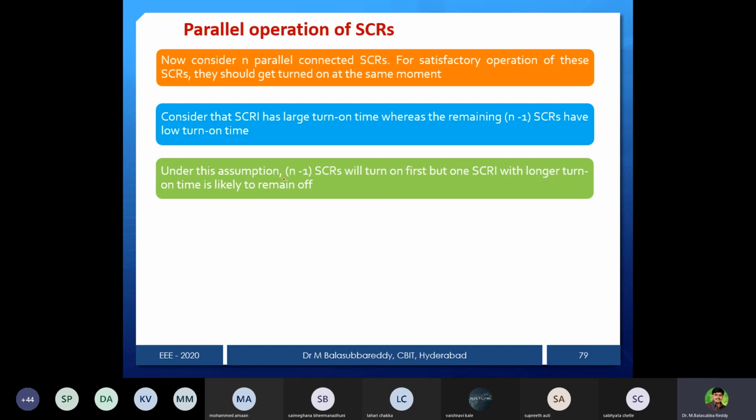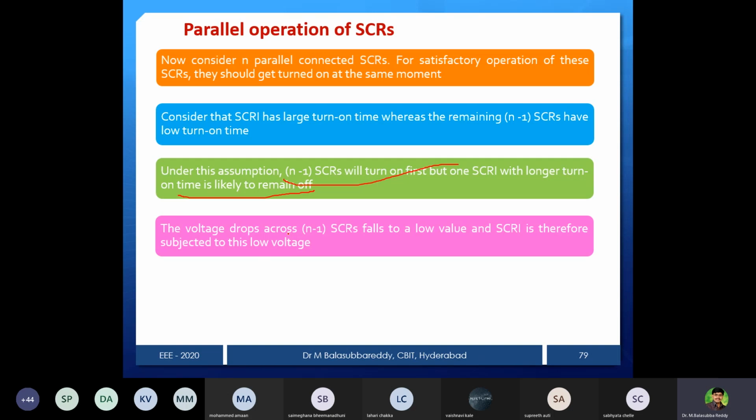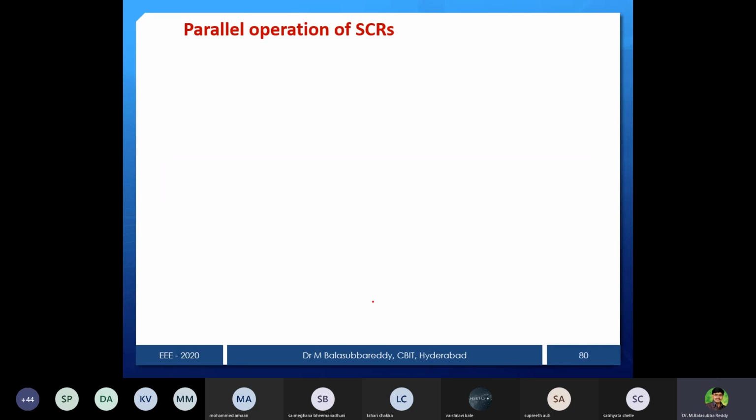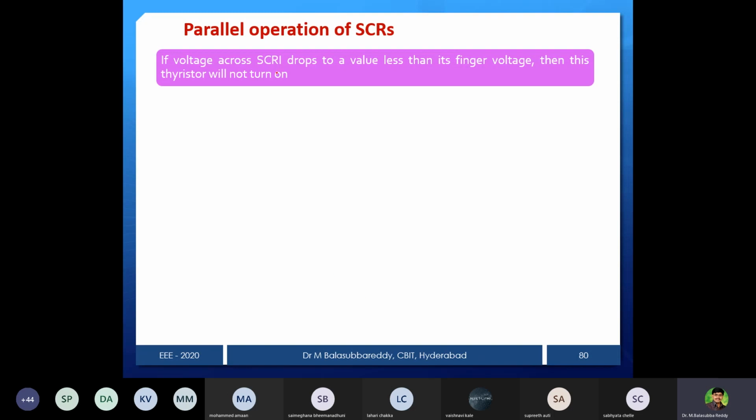Under that condition, n minus 1 SCRs will turn on first, then the first SCR is unable to turn on, and we can see that across the n minus 1 SCRs the voltage falls low because they are conducting. SCR1 is subjected to the low voltage and hence it will not turn on. Below the latching voltage the SCR will not fire, because all the rest of the SCRs are on and the voltage across it will be minimum. That's the reason SCR1 is unable to fire. If SCR1 drops to a very low voltage, it is never going to turn on.